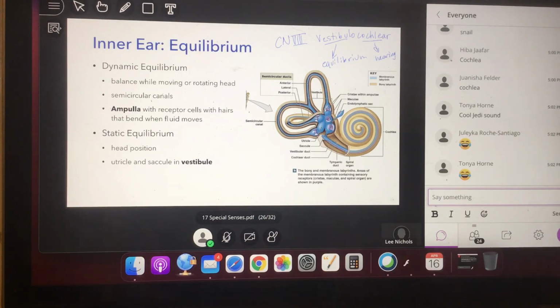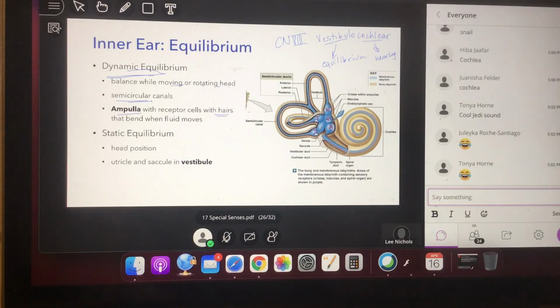Okay, there's 2 different kinds of equilibrium. There's the equilibrium of movement of your head. So while you're moving or rotating your head, not getting dizzy is the responsibility of the fluid in these semicircular canals. So at the base of those semicircular canals are those enlarged areas called the ampulla that have these little receptor cells with little cilia hairs.